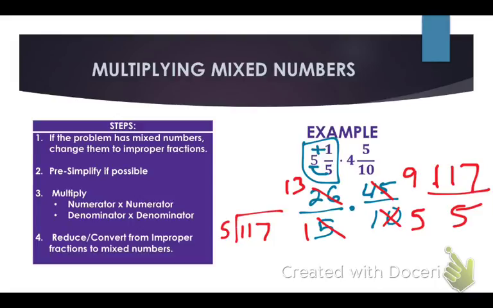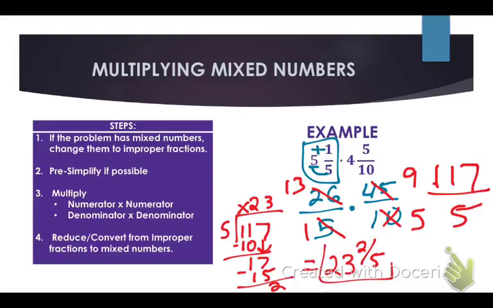5 goes into 1 0 times, but it goes into 11 2 times. 2 times 5 is 10. We subtract, we get 1, bring down our 17. How many times does 5 go into 17? That would be 3. 3 times 5 is 15. 17 minus 15 is 2. Our answer, remember that remainder becomes our numerator, is 23 and 2/5. So once again, 23 and 2/5.